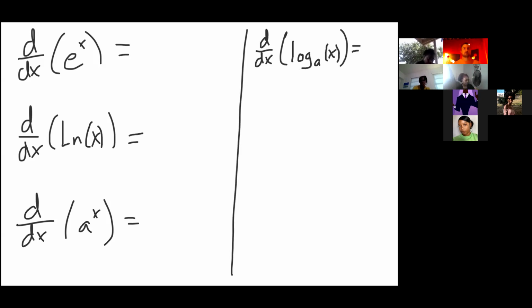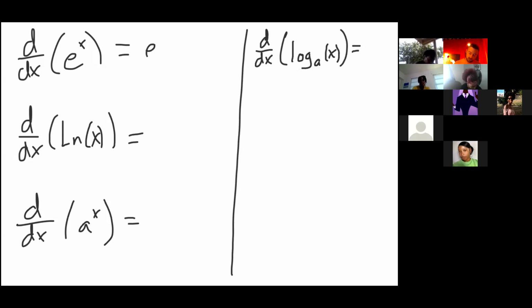So the derivative of e to the x is probably one of the easiest derivatives to remember. What is the derivative of e to the x? Someone please unmute themselves and tell us. E to the x. Yeah, a symphony of answers. I love it. Right? This is the easiest one. It is its own derivative. The derivative of e to the x is e to the x.